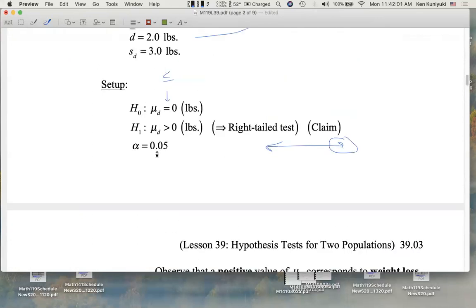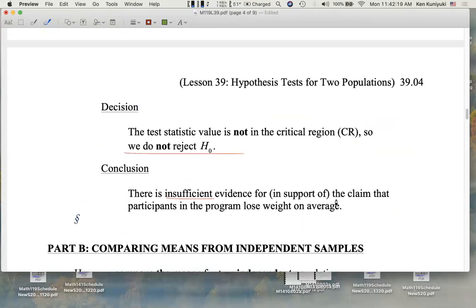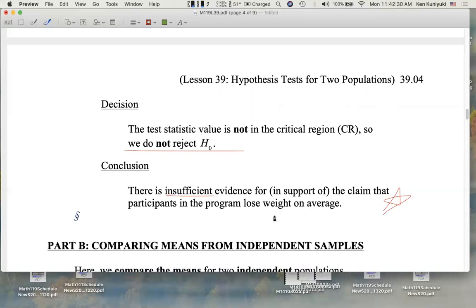What? The alternative is the claim. It's like a research hypothesis. It's like we're researchers for this drug company that's producing this weight loss pill. We're claiming that our research hypothesis is true, that this pill works, right? So we're weighing evidence in support of the claim. But there's insufficient evidence in support of the claim that participants in the program lose weight on average. That's our claim. So if the drug company claims, on average, our weight loss pill works, based on this statistical hypothesis test, there's insufficient evidence. Maybe it does work, but we don't have enough evidence.